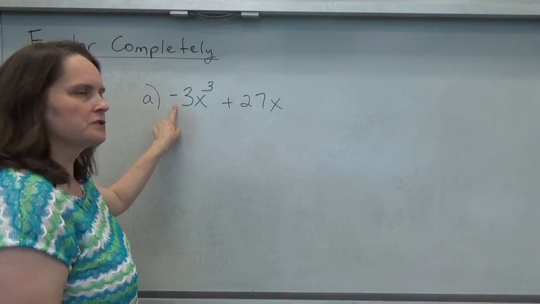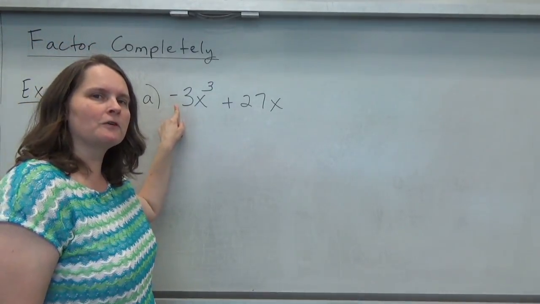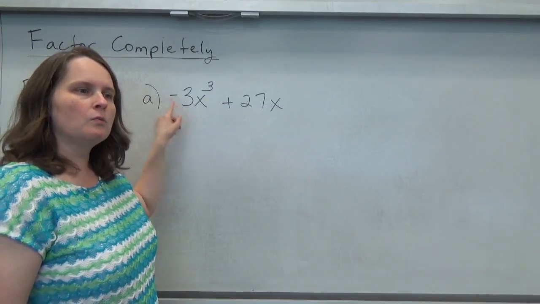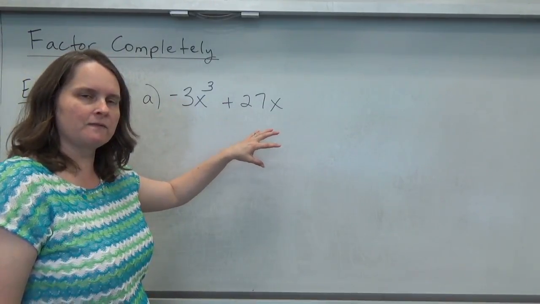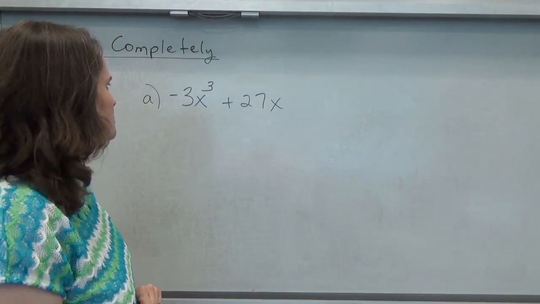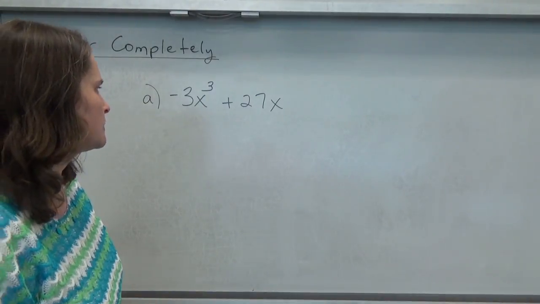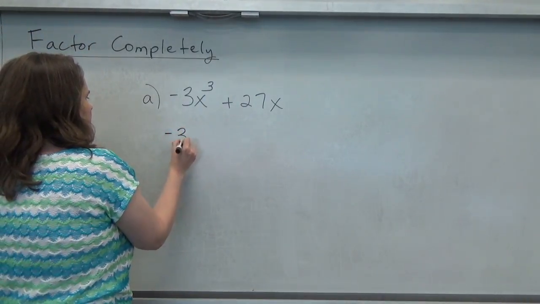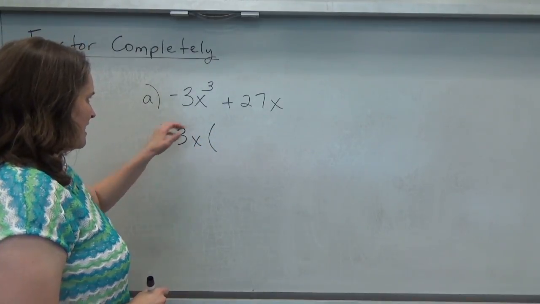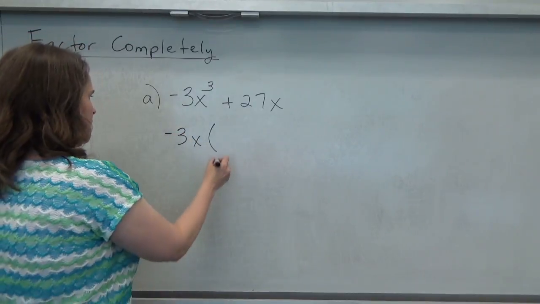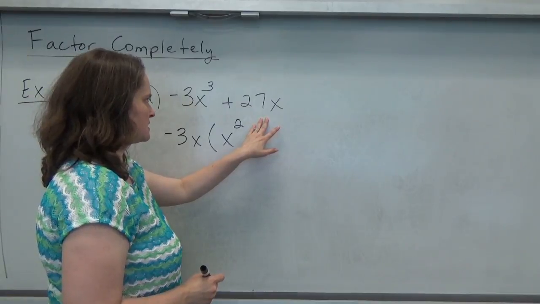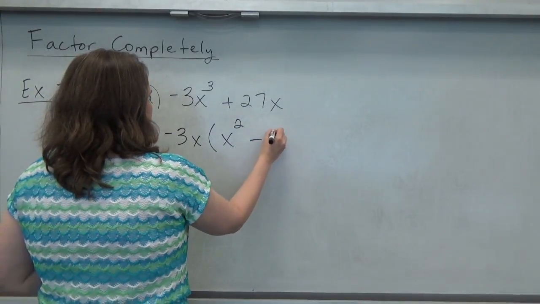Also, you'll notice that the first term is negative, and generally we prefer to avoid starting out with a negative. So anytime our first term is negative, we'll go ahead and factor whatever GCF that we're going to factor out, we'll factor the negative of that out. So let's factor out for our GCF negative 3x. If I factor negative 3x out of my first term, I'm left with x squared. And factoring negative 3x out of 27x is going to leave me with negative 9.